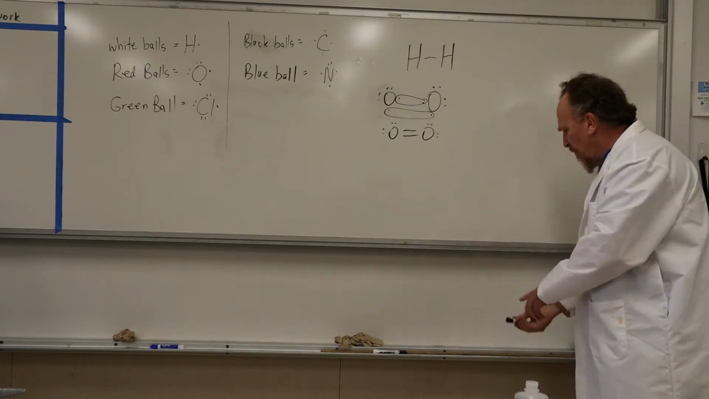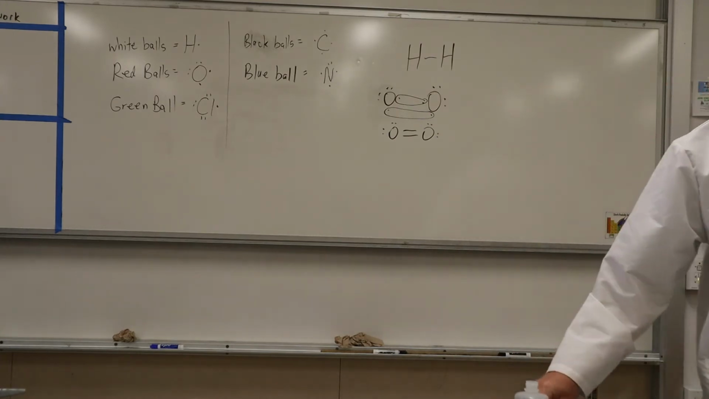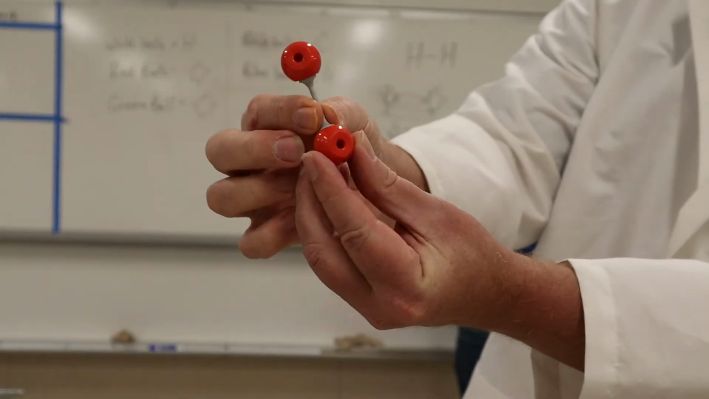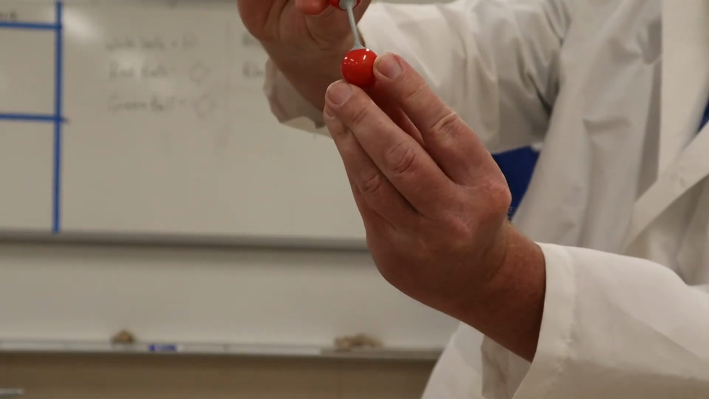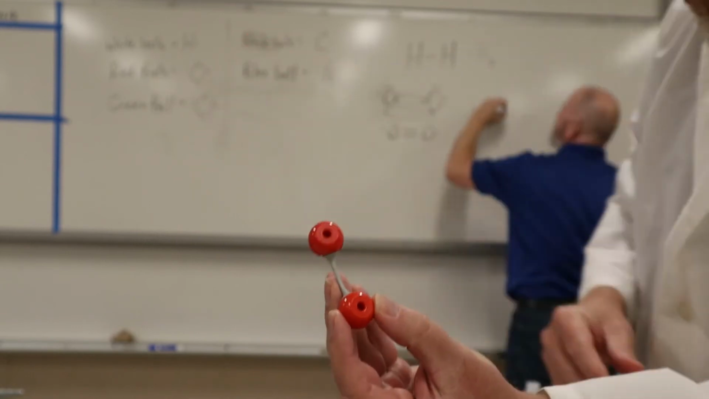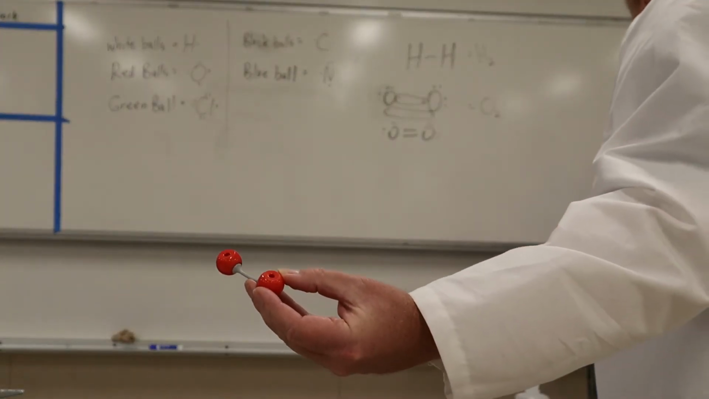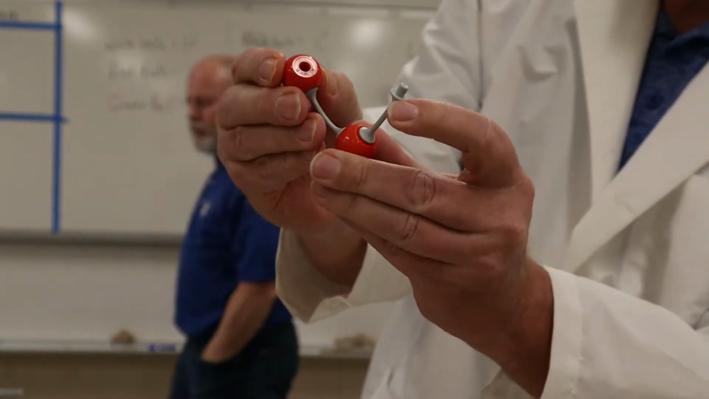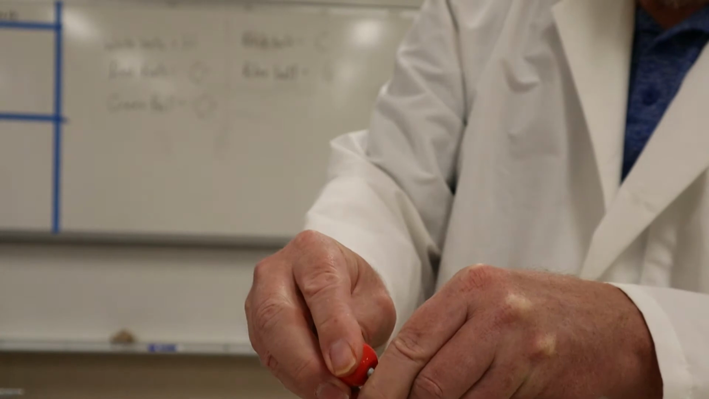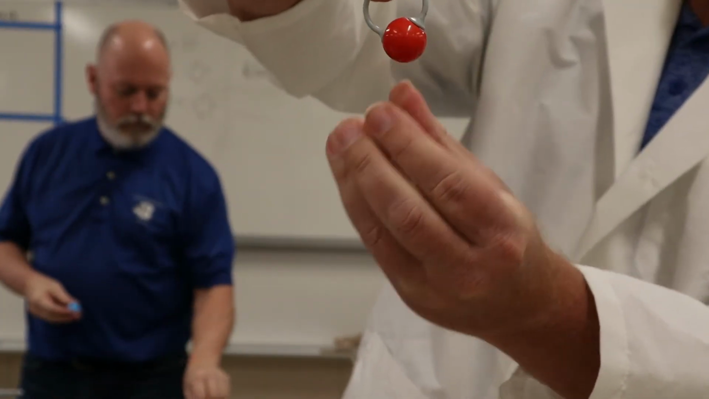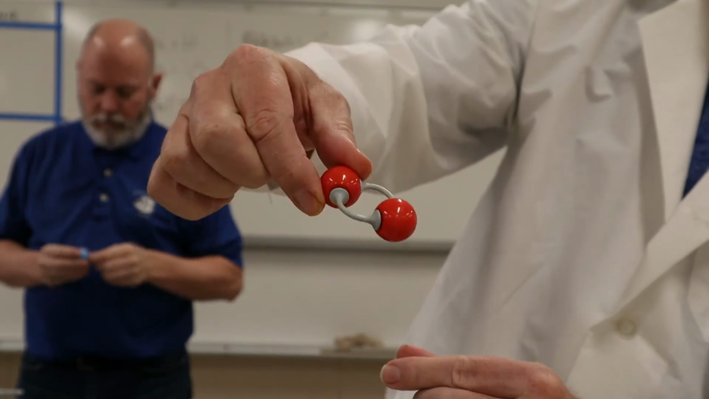So how does that look on the model? Well, we use these little bendy ones here. When we put the first one in, you'll notice that both of these red ones still have a hole there. So if we put the second one in and bend it so that it fills the hole, now all the holes are filled, and there's your double bond.